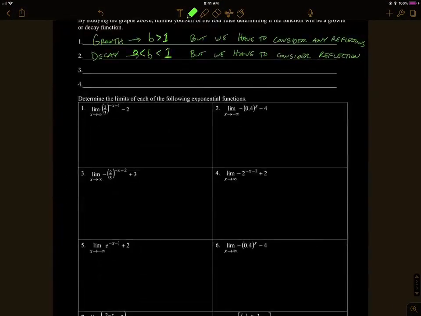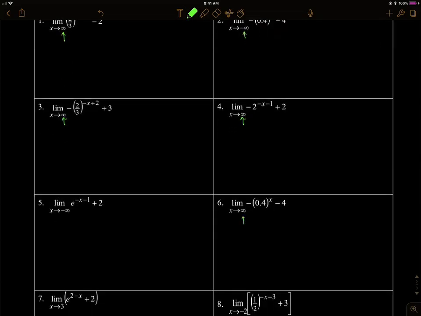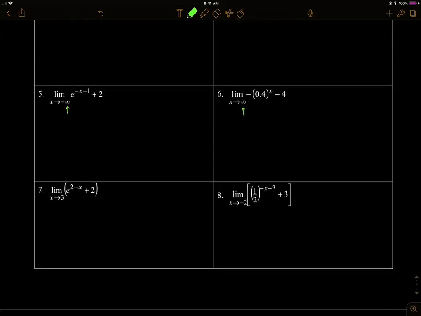Let's tackle this. So determine the limits of each of the following exponential functions. First of all, I have to note that we're talking about end behavior on all of these. This is the only time you have to do this. Exponential functions are continuous everywhere else. So when we get to these two down here, these are just direct substitution. Direct sub, I'll just say.